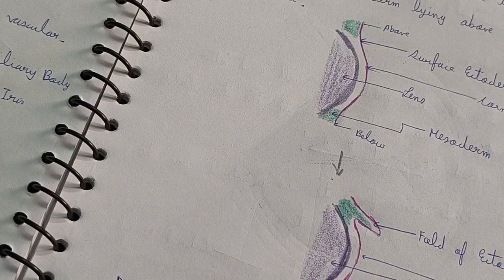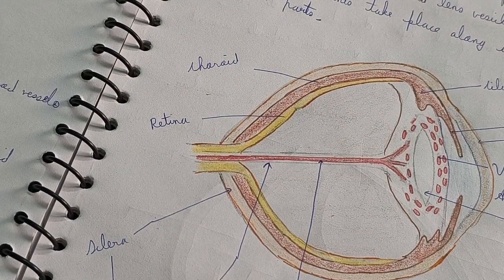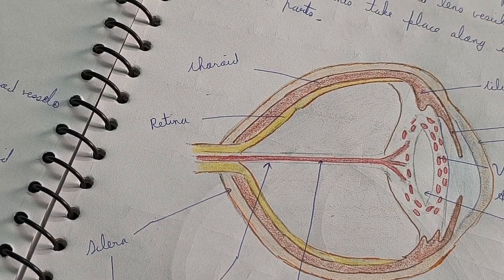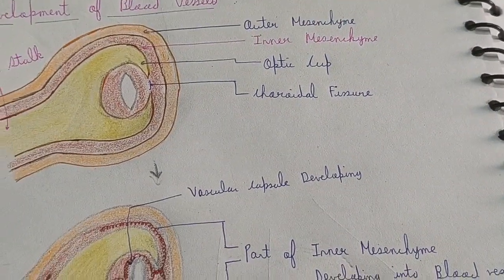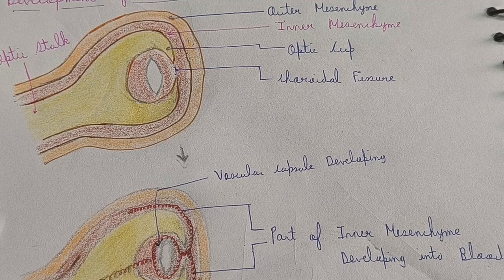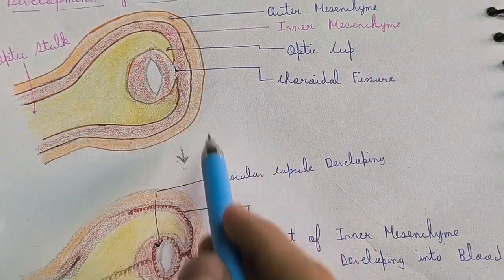Now some important questions. You have to know the blood vessels of the eye are of which origin. As you can notice, all these blood vessels of the eye, like the blood supply to the retina and choroid, are formed due to this inner mesenchyme.